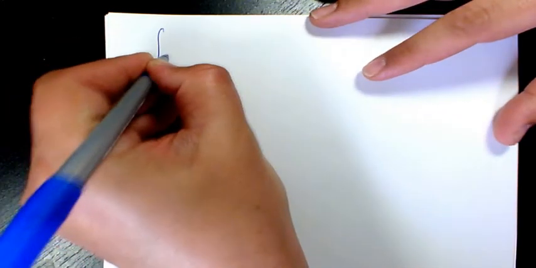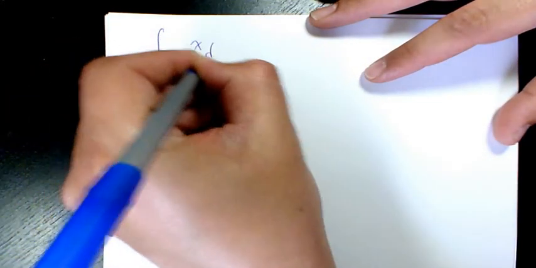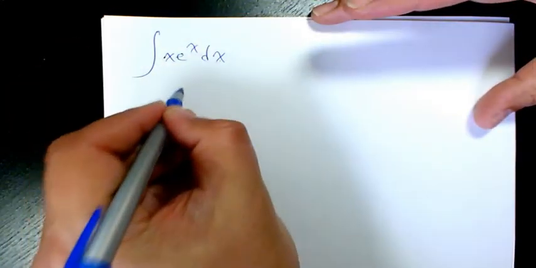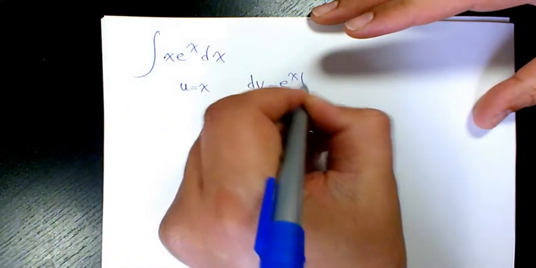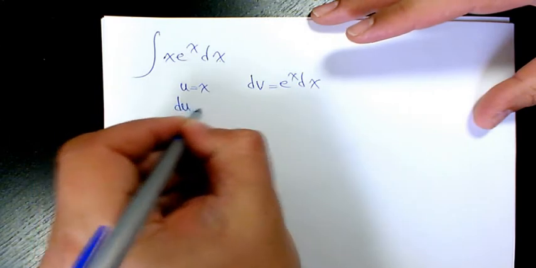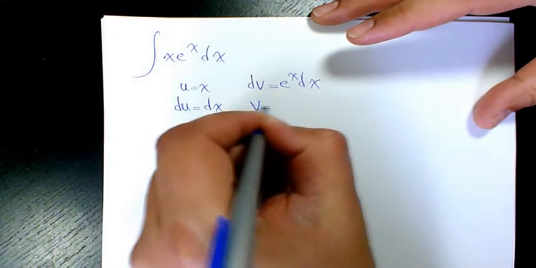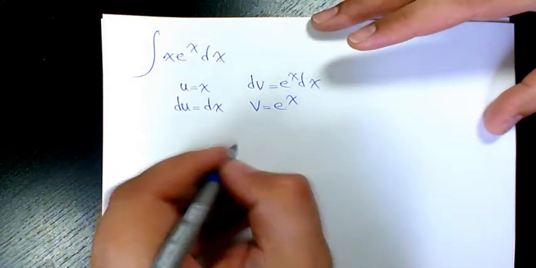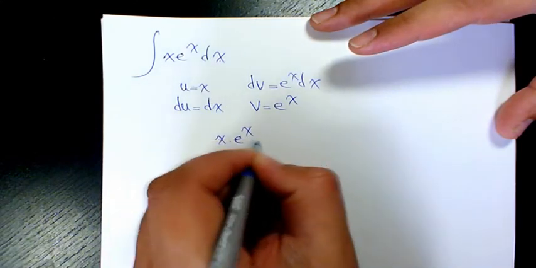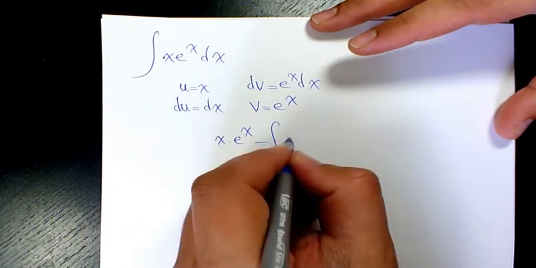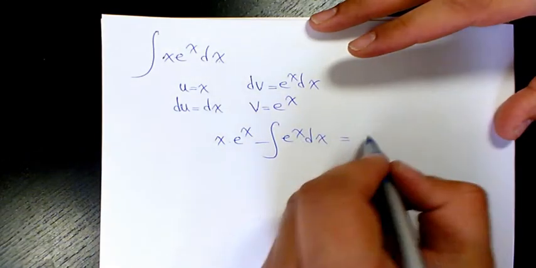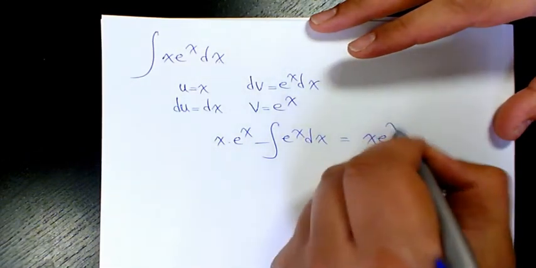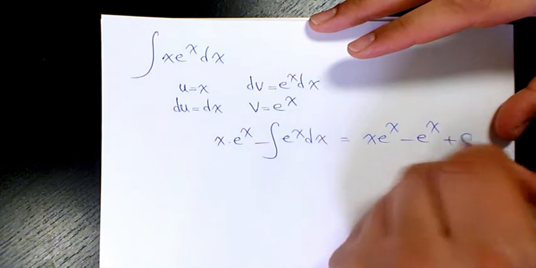Next example is going to be x e to the power of x dx. So u is x, dv is e to the power of x dx. So du is going to be dx, v is going to be e to the power of x. So u times v is going to be x e to the power of x minus v du, which is going to be e to the power of x dx. The integral of this one is going to be just e to the power of x. So x e to the power of x minus e to the power of x plus c.